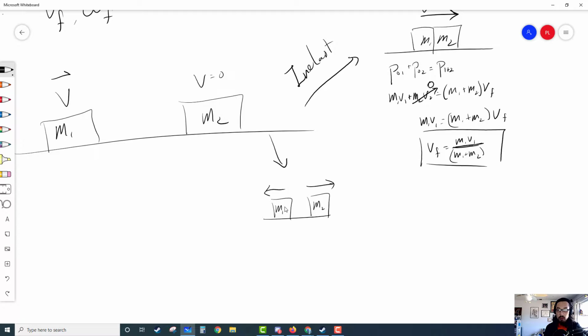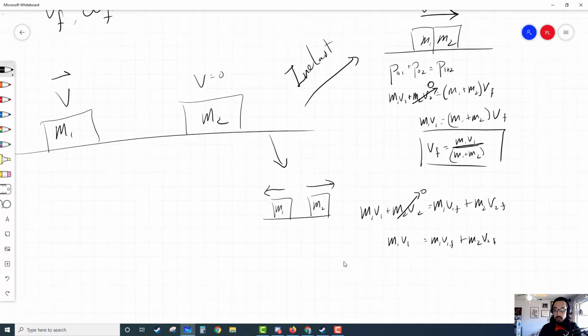Here we're going to start off our equations the same. m1 v1 plus m2 v2 is equal to m1 v1 final plus m2 v2 final. So we have something that looks like this. Let's make this a little bit more clear. This is 0 because it's not moving. So we get m1 v1 is equal to m1 v1 final plus m2 v2 final. We want v2 final, so I'm going to do some algebraic manipulation.